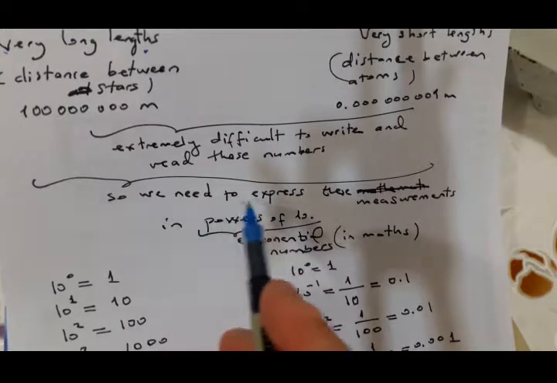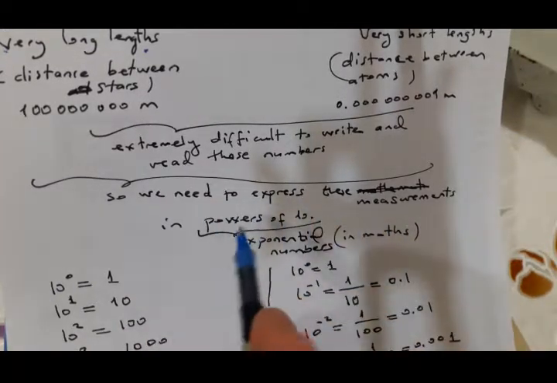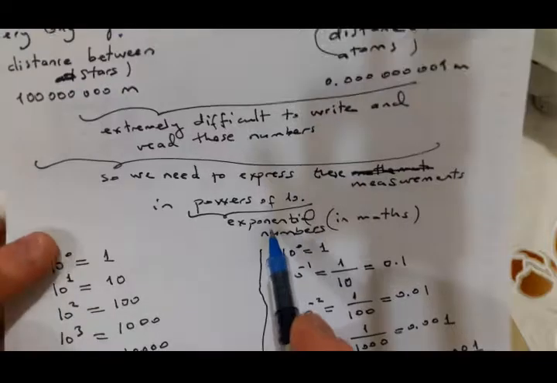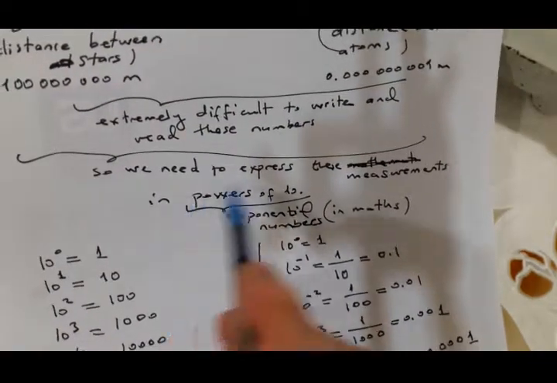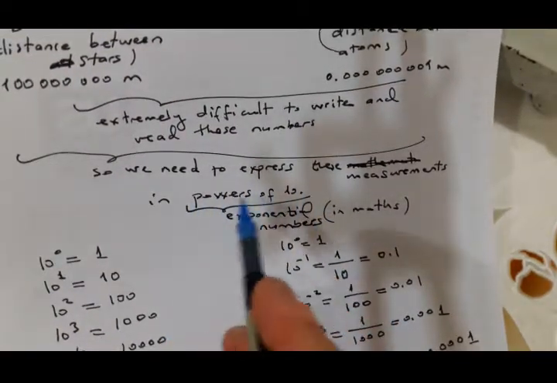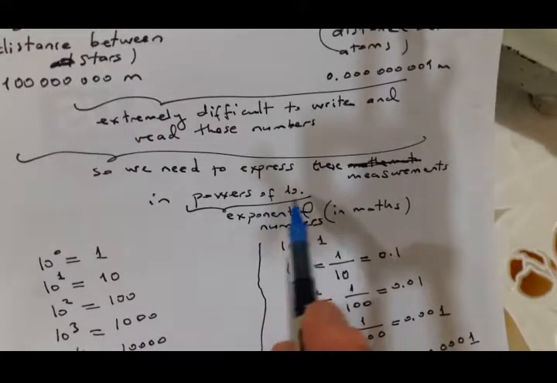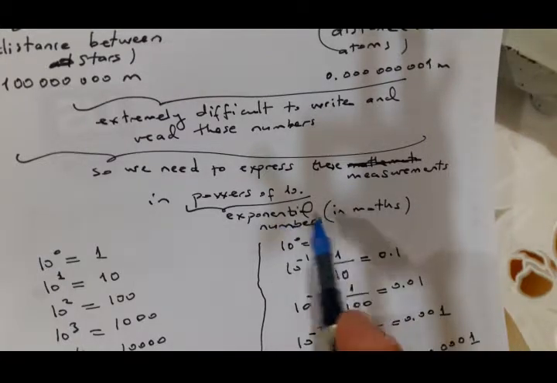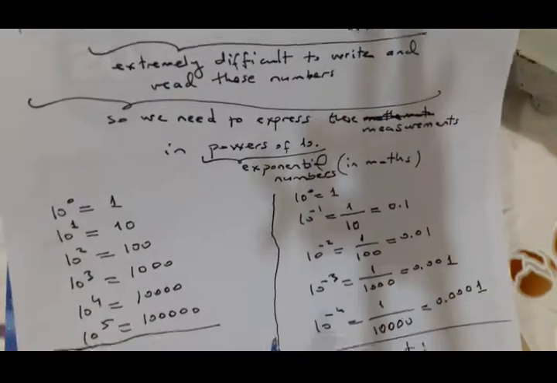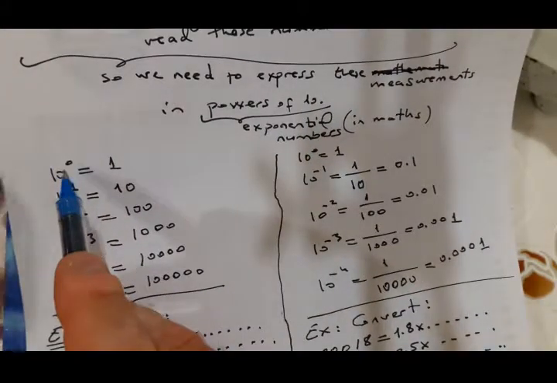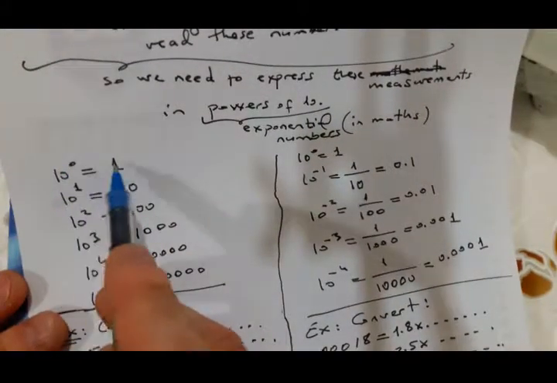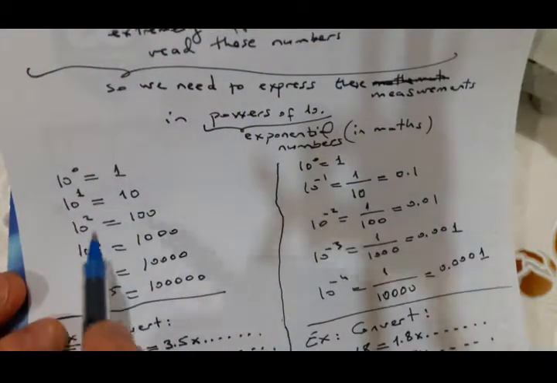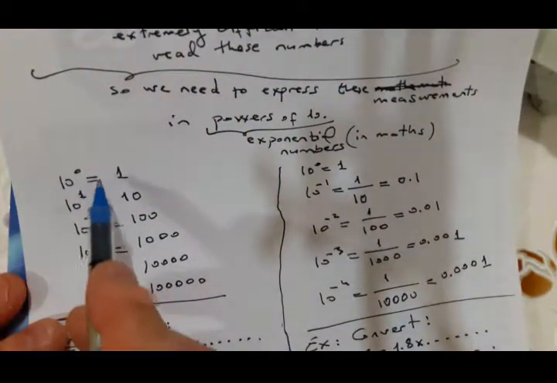So we need to express these measurements in powers of 10. In maths, expressing numbers in powers of 10 is known as exponential numbers. Maybe you can check it from the maths book. It is better to start with 10 to the power of 0, because 10 to the power of 0 is equal to 1. First, it is better to explain the numbers used for very long lengths.